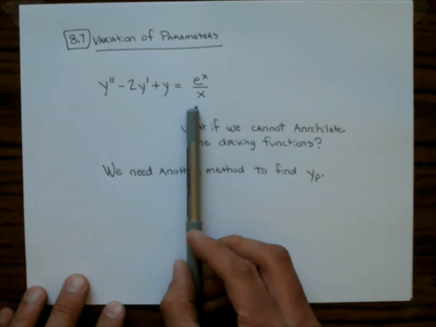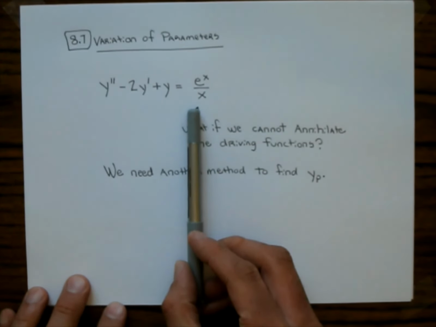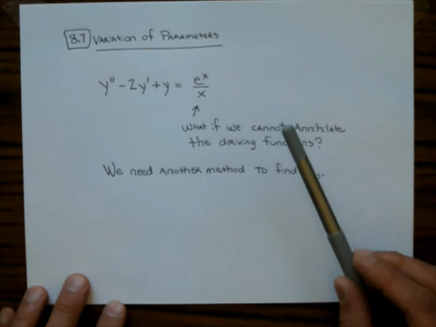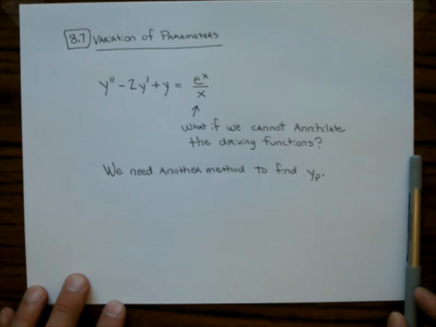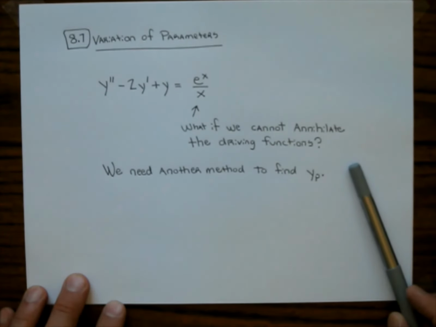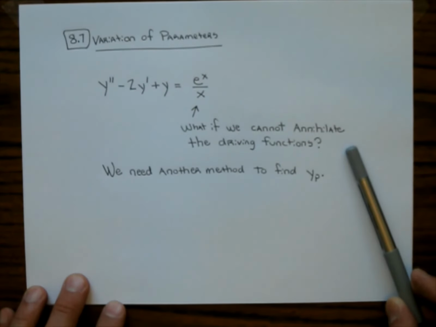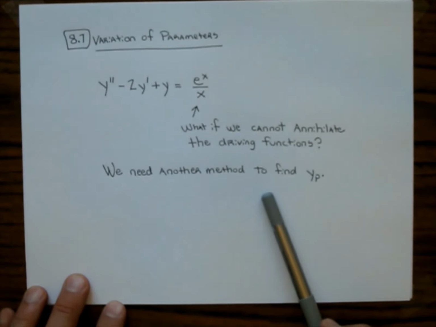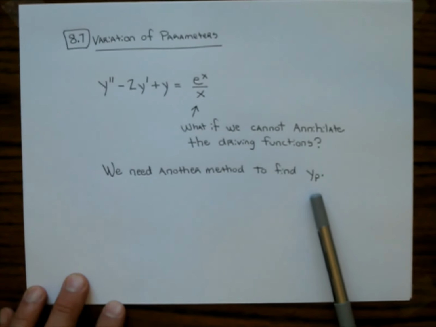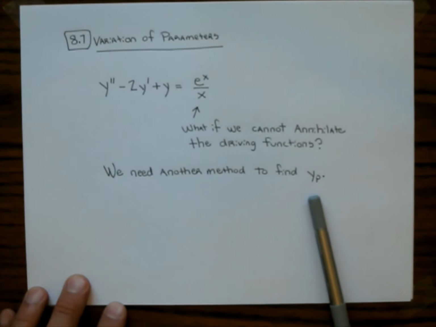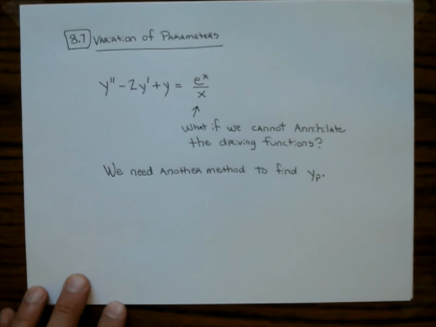It's a non-homogeneous, constant coefficient, linear differential equation, and the right-hand side has a function that cannot be annihilated. So the question is, what if we cannot annihilate the driving functions? We need another method to find yp, the trial solution. And this method, when annihilators do not work, is called variation of parameters.